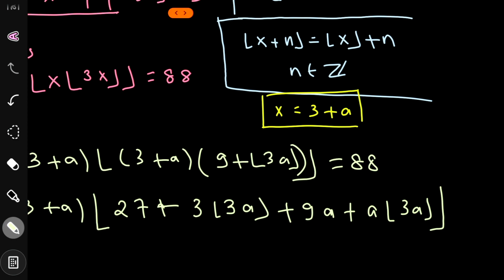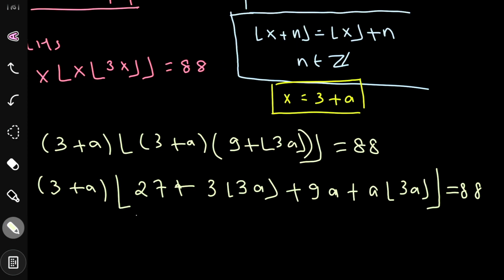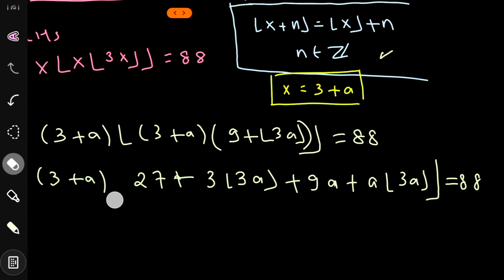The floor bracket closes, and this thing is 88. Now look carefully in this floor bracket. We can see that the rest of the terms still contain the variable a, and this term is an integer, that is 27. So again, by using the same identity, this thing will turn out to be 27 plus the floor value of the rest of the terms as it is.